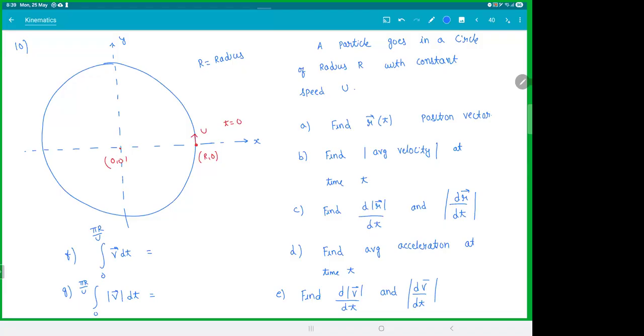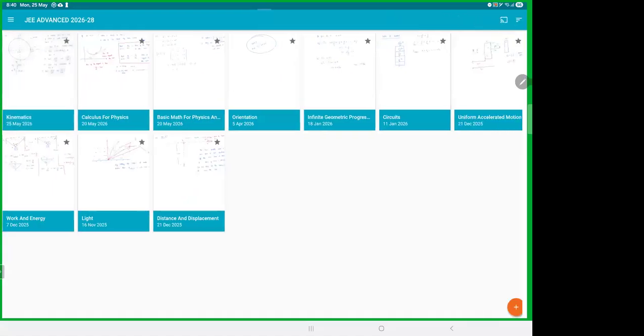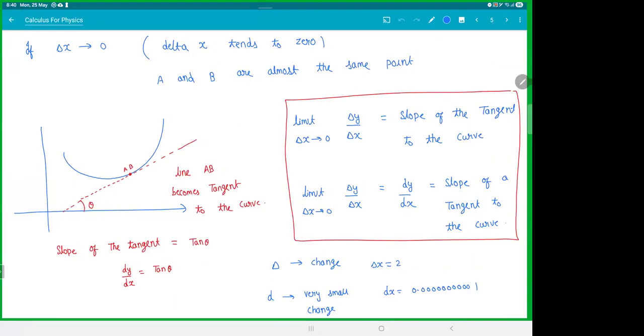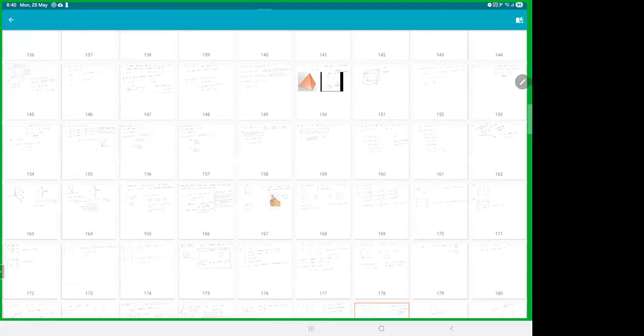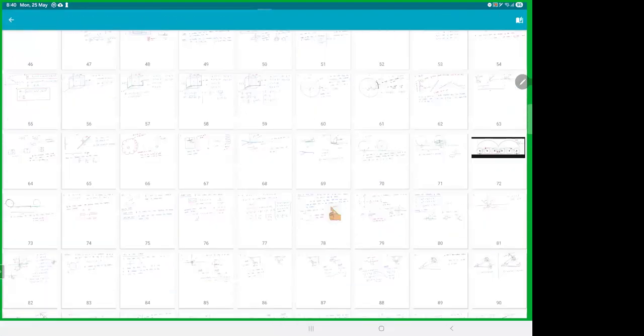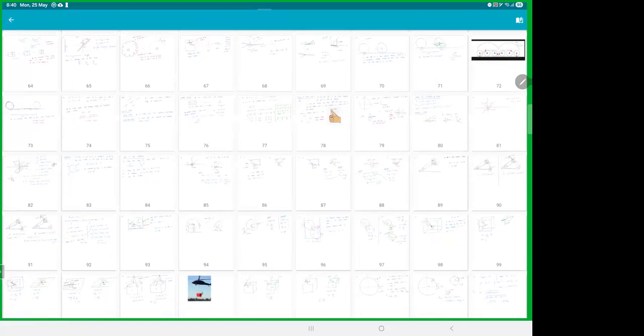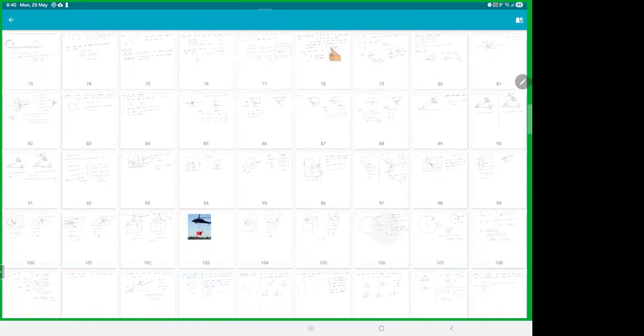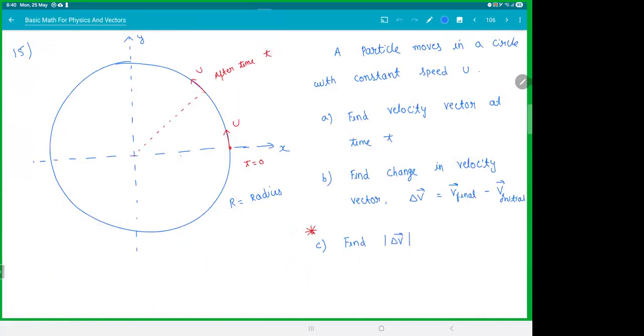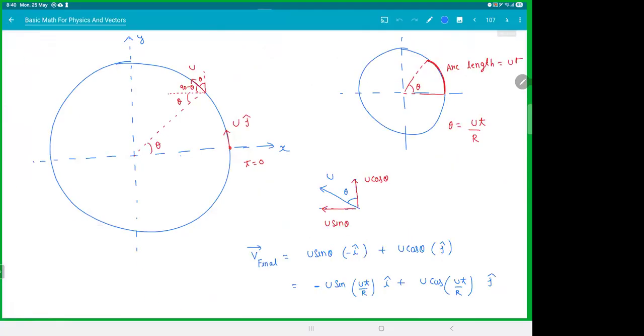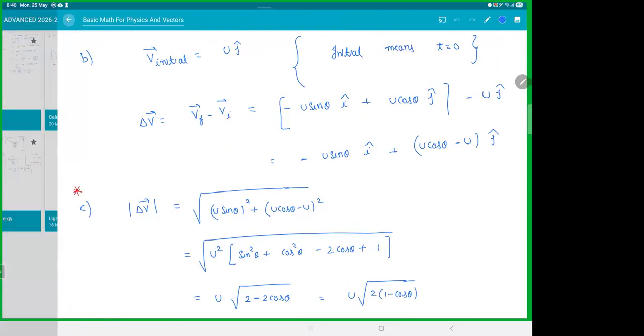I'll show you A and B together in a minute. We have done A and B before. We did it in basic math and vectors. There. This was the same question. Find the velocity vector, I guess. Here I asked you. So we did something of this sort.